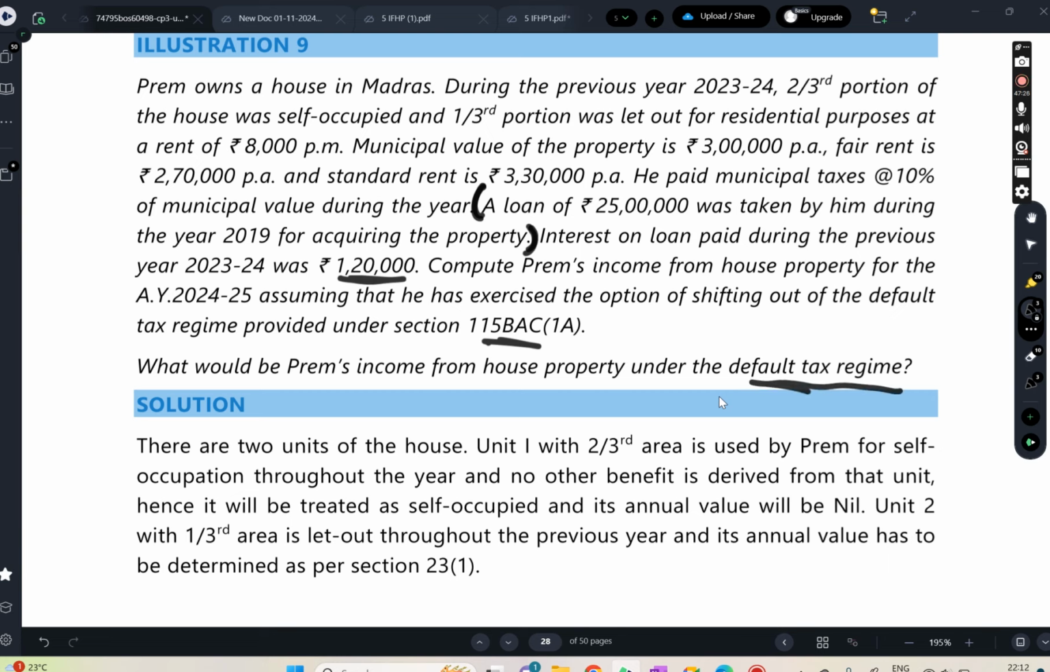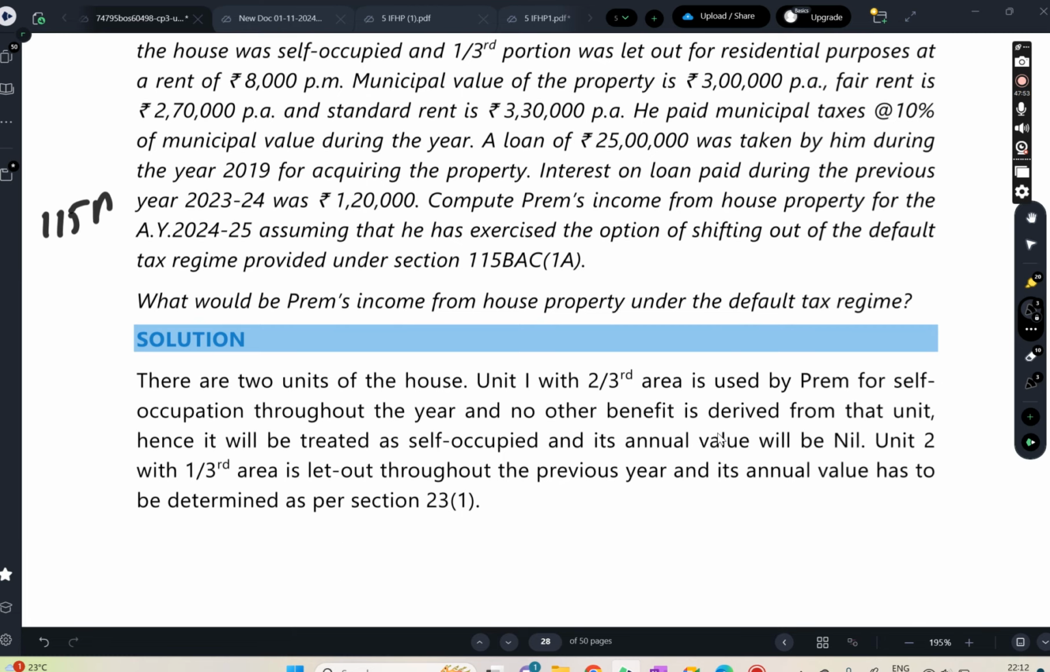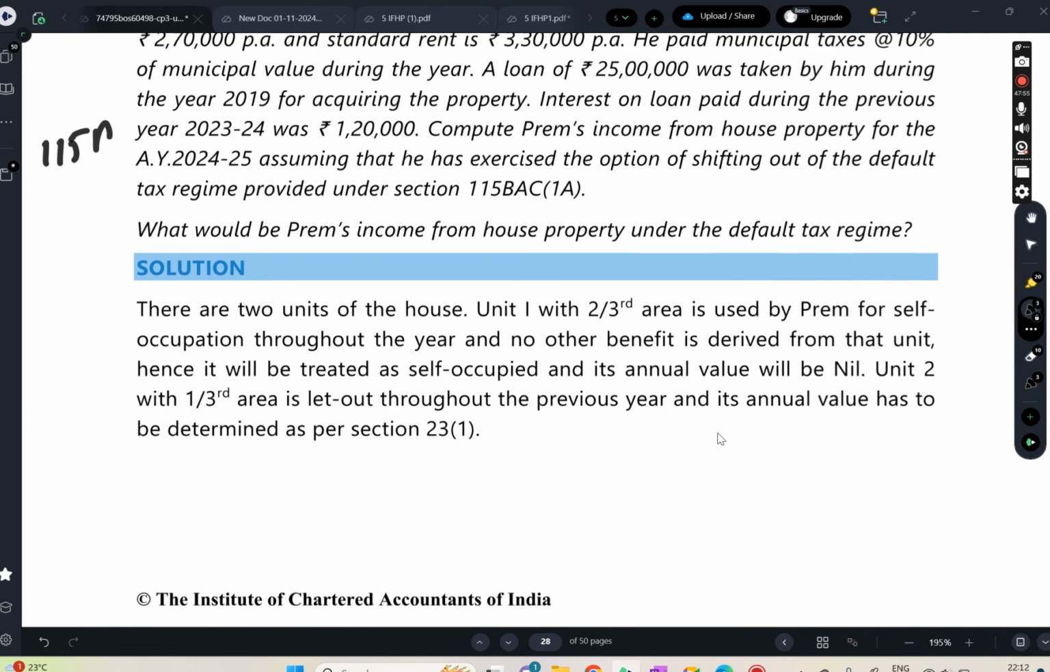So we are opting out. We are doing this shifting out. Default tax regime is 115BAC. Right? If you shift from that 115BAC(1A), this only we are discussing. 115BAC we did not discuss yet. We will discuss it later. Previously it wasn't there. Previously it was a little bit different. From 2024 only this thing is coming up. So first we will discuss what is there, then we will discuss this 115BAC thing. Okay. So simple. First thing is split it.